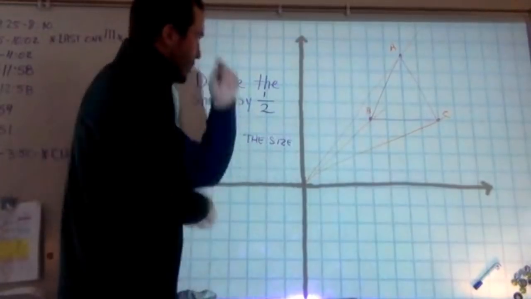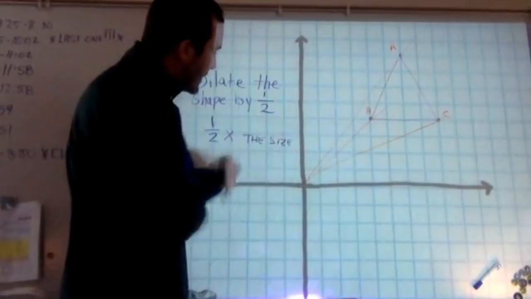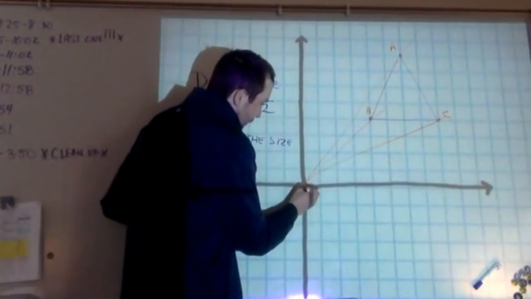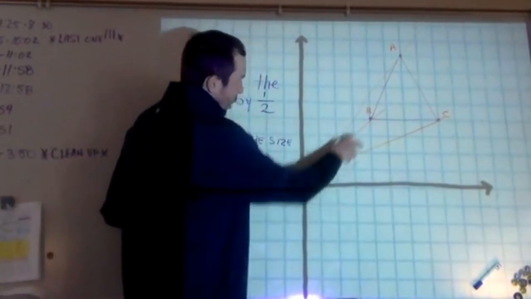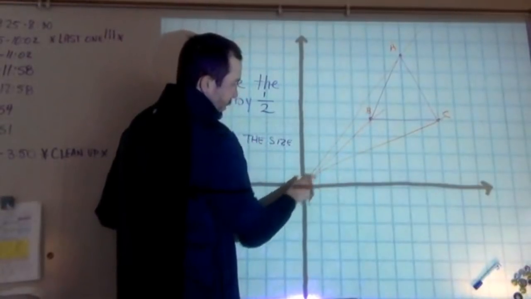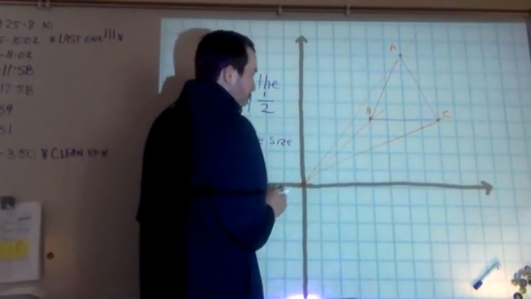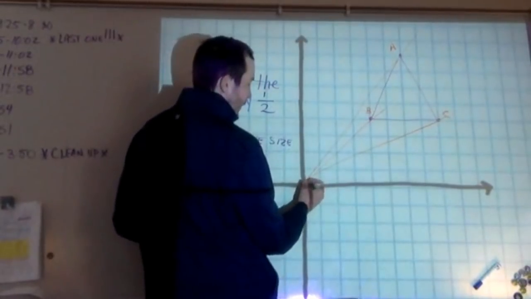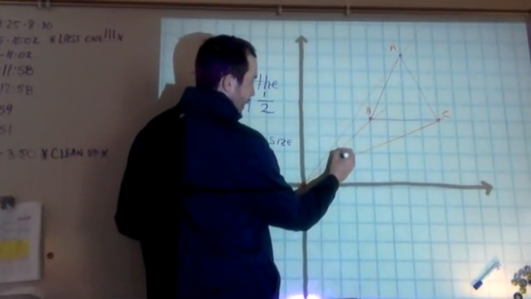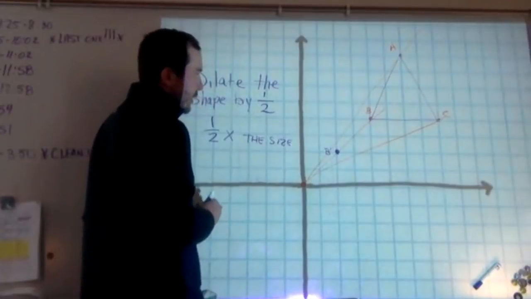So we gotta think to ourselves, all right, it's gonna be half the size. Well, it's gonna be half the distance from this middle point. Okay, so B, how far is it away? Well, it's 1, 2, 3, 4 diagonals away. So what's half of 4? 2. So I only have to go 1, 2 diagonals away. And that is where my new B is. All right.